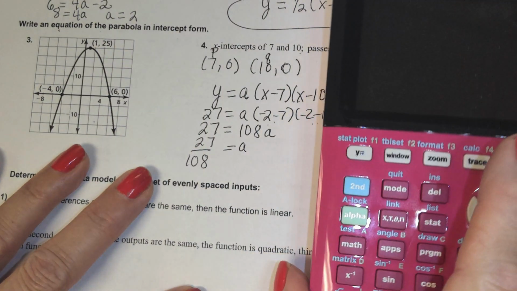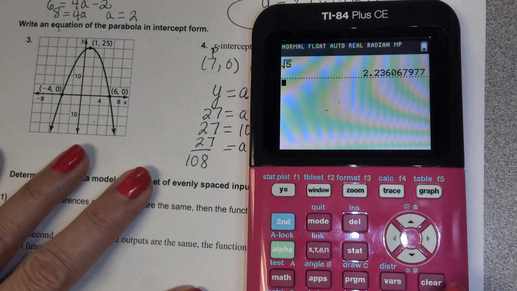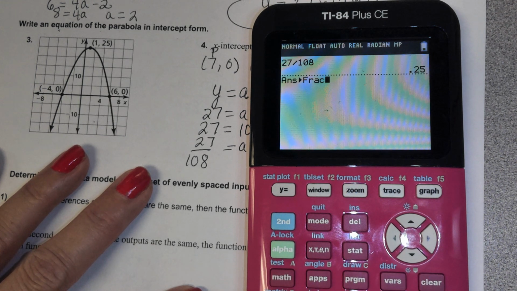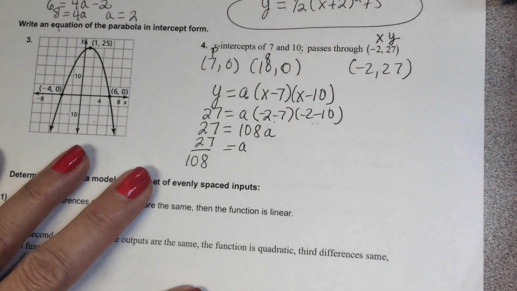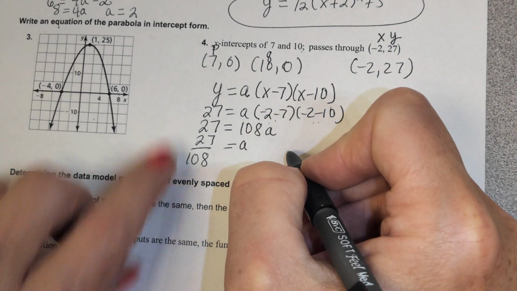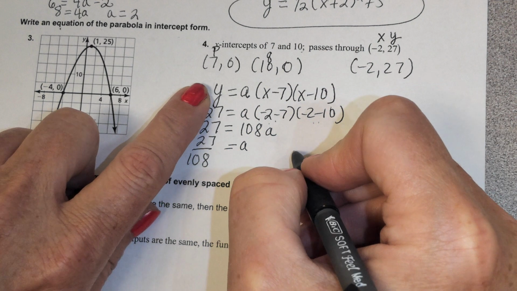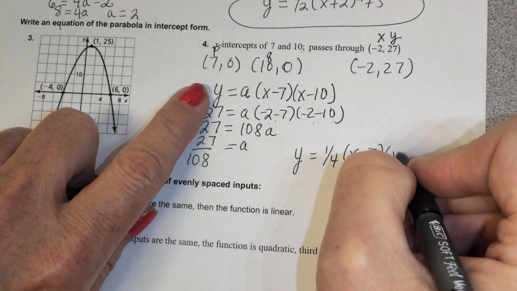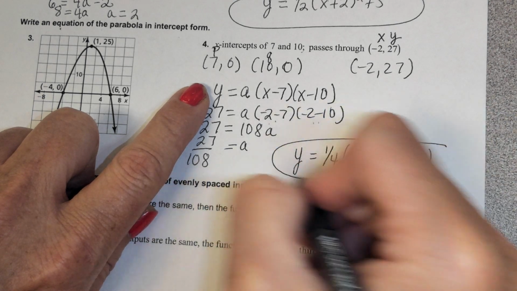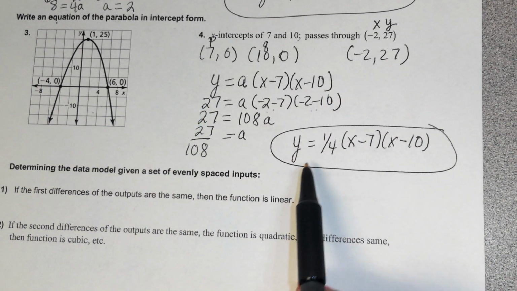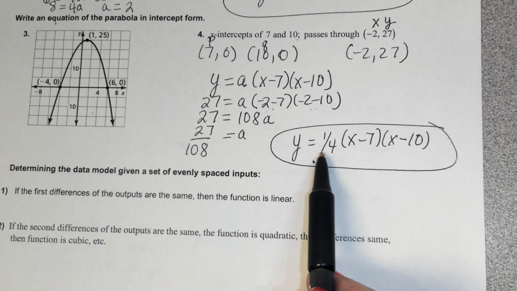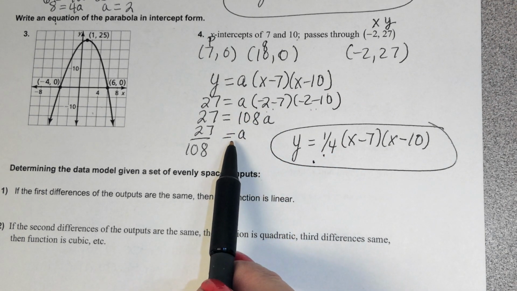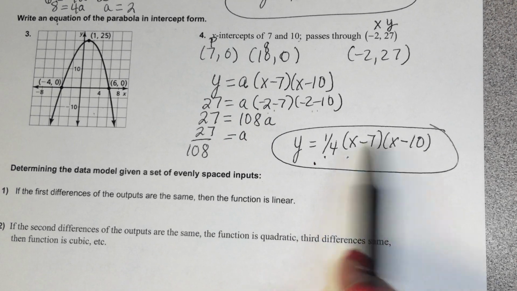I want to write that as a fraction in lowest terms. So I'm going to use my calculator, 27 divided by 108. Get that answer, and then math, frac, you already know that of course, is 1/4. So then I know, going back up to here, because now I know what a is, y equals a times x minus p times x minus q. So all I have to do is figure out what a is by plugging in x and y back here, and then I can write the equation.